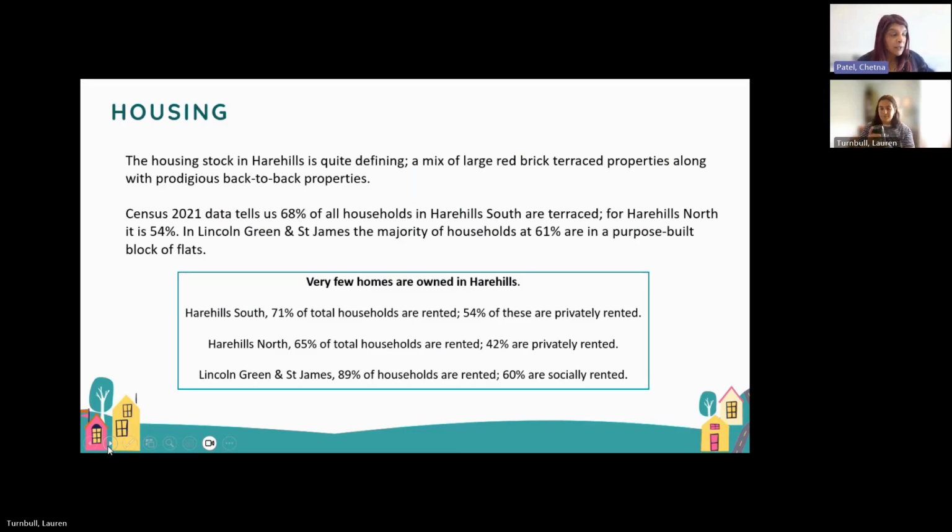Next slide, please, Lauren. Housing. I know we've got Peter here on the call today. Those of you who work in the area will know we've got a lot of back-to-back properties, a lot of people who are renting, whether that be privately rented homes or in Lincoln Green, St James's, where we've also got socially rented homes. And I notice we've got Helen, and we know we've done a lot of work around selective licensing in the area. So, key issues around housing, and we know how that impacts on health and how we feel about where we live. So next slide, please, Lauren.